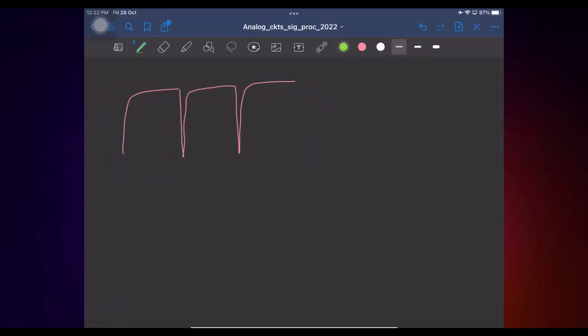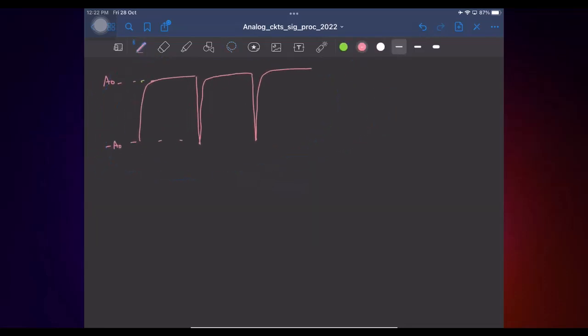Okay, and tell me what are these values. This is the maximum value. This is minus A0. So I can basically split it, similar to what we did earlier. So I'll split it as a DC signal A0 plus something, and what should that something look like? It will look like a decaying exponential, jumping to minus 2A0.